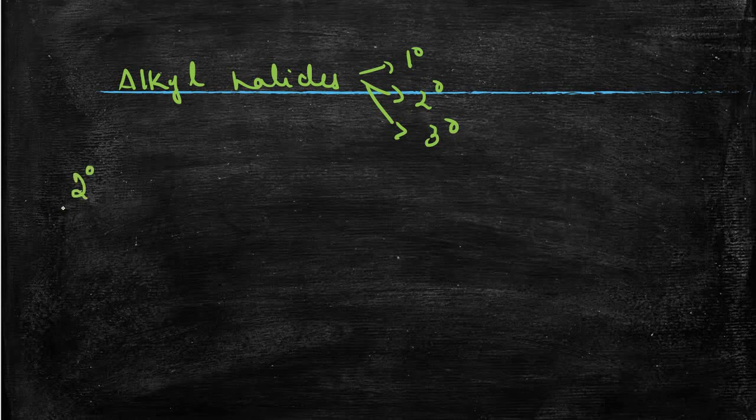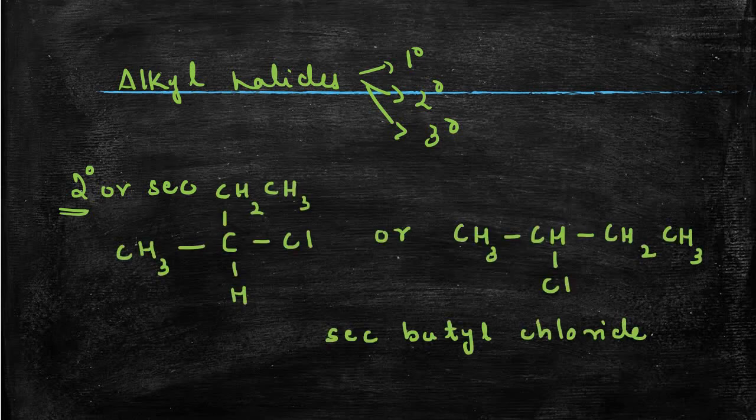Now let us see when we are using the word secondary while writing the common name. You can see here an example. Here the carbon atom is attached to two different alkyl groups and thus we use the word secondary. This can be written in this way also, CH3CHClCH2CH3. How many carbon atoms are there? 1, 2, 3, 4. So we are writing it as secondary butyl chloride.